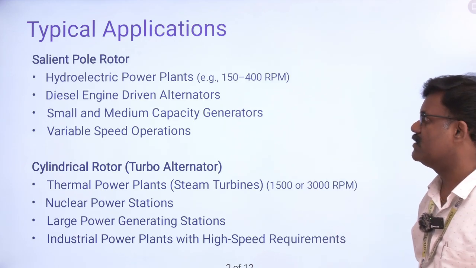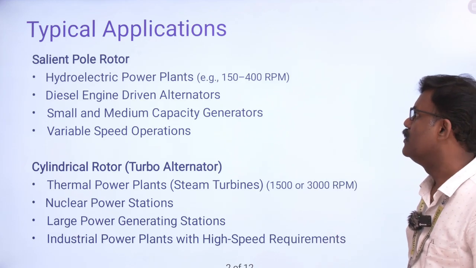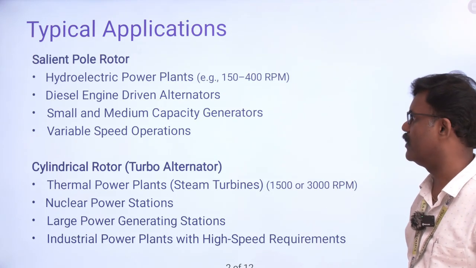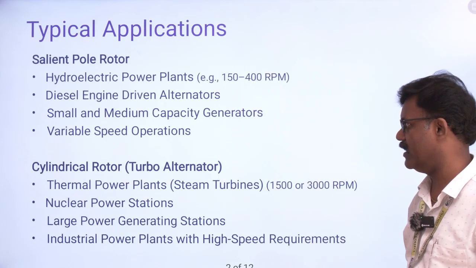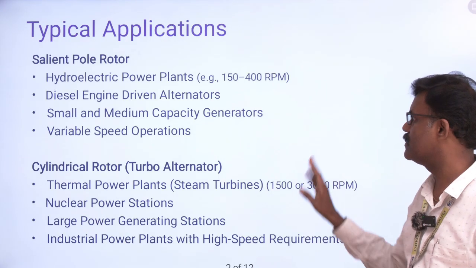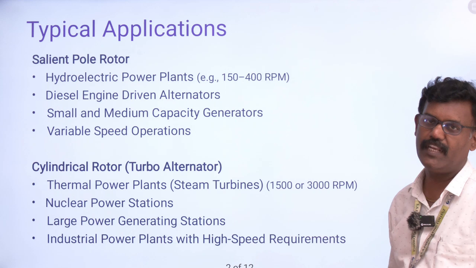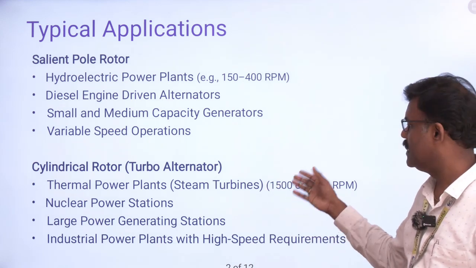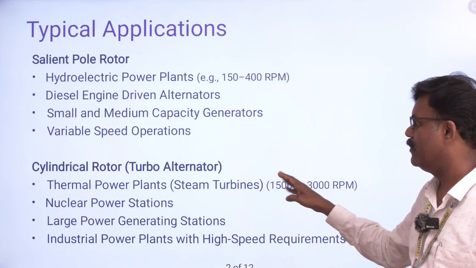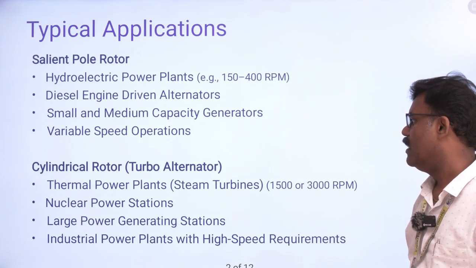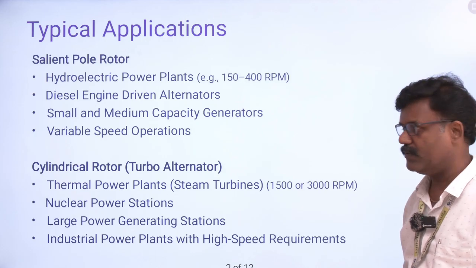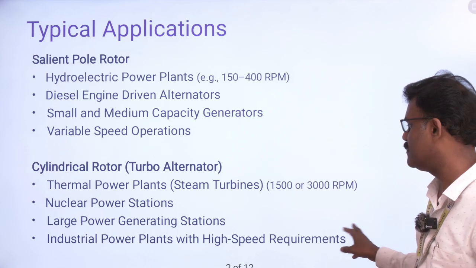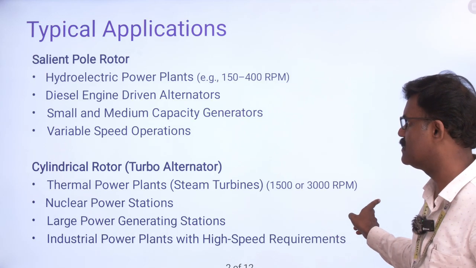Typical applications: salient pole rotor. Due to its low speed, it is used in hydroelectric power plants, diesel engine driven alternators, small and medium capacity generators, and variable speed operations. Then cylindrical rotor, due to its high speed, it is used in thermal power plants, nuclear power stations, large power generating stations, and industrial power plants with high speed requirements.